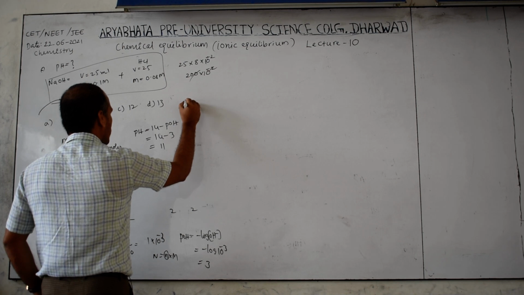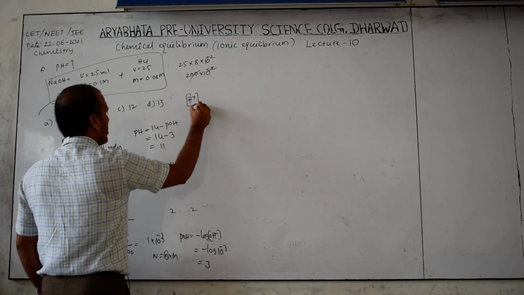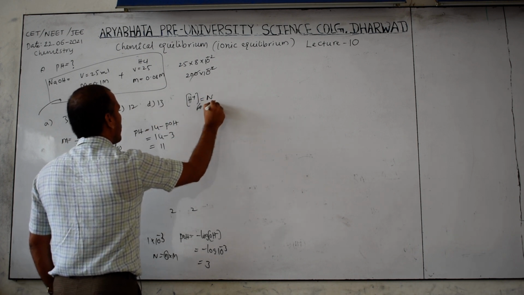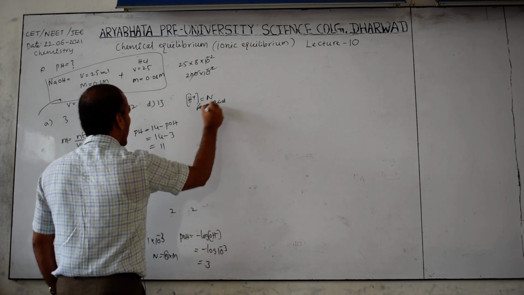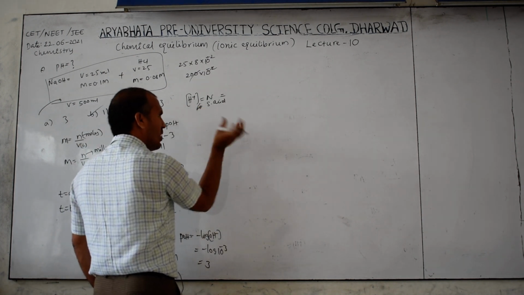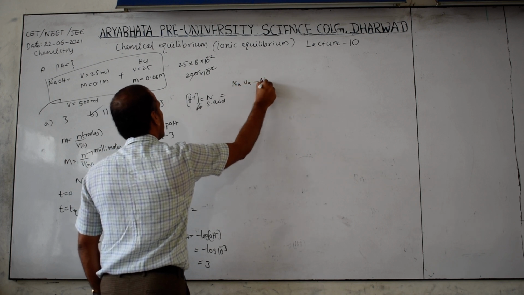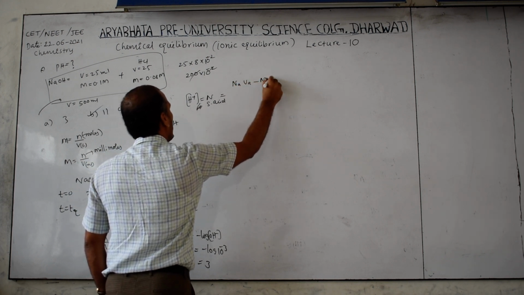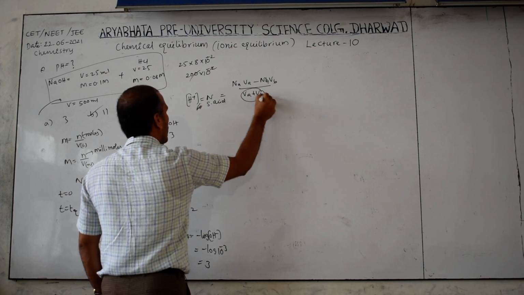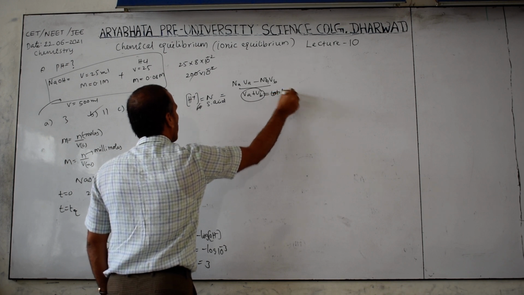When H plus ion concentration is equal to the normality of the strong acid, when acid and base are both combined, it is (NaVa minus NbVb) by (Va plus Vb). This is nothing but the total volume.